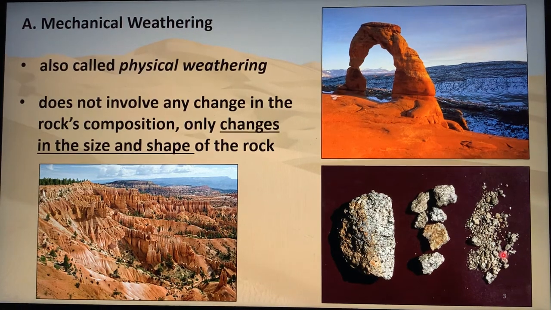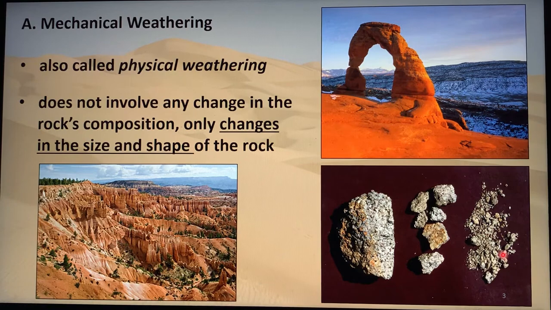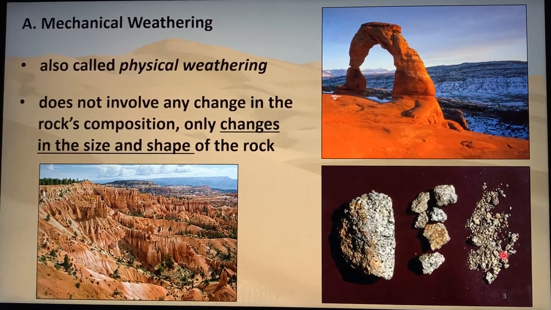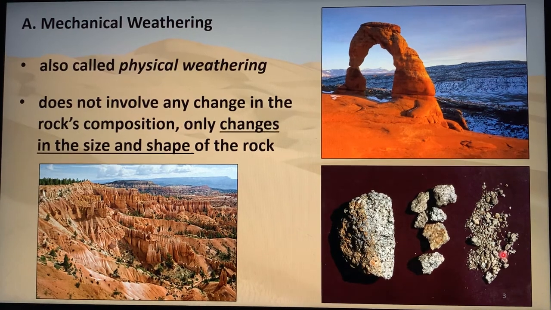So the first one is called mechanical weathering, also called physical weathering, and it does not involve change in the rock's composition, only changes in the size and shape of the rock. So all of the things you see here are physical changes. So here the wind has eroded the rock away and sand blasted it off over many years, and it left this, what's called an arch. I think it's an arch.